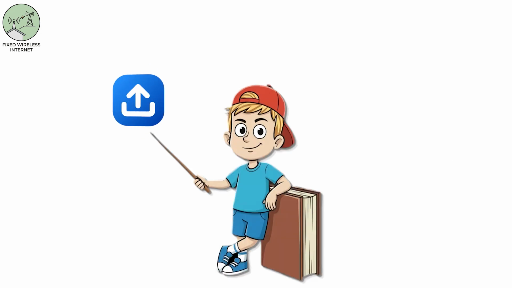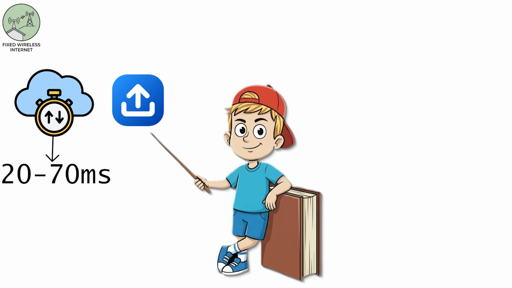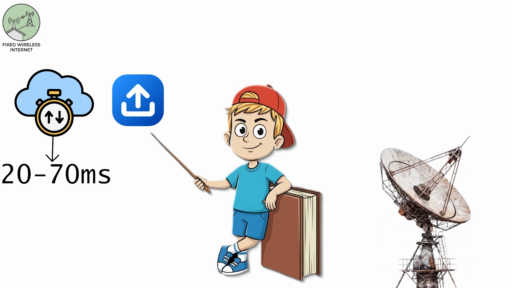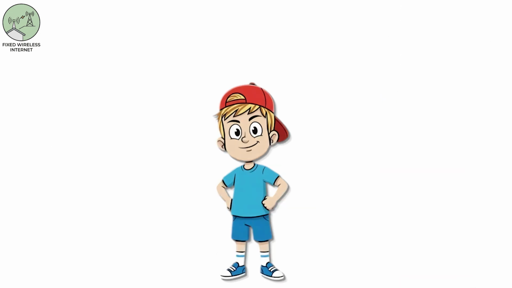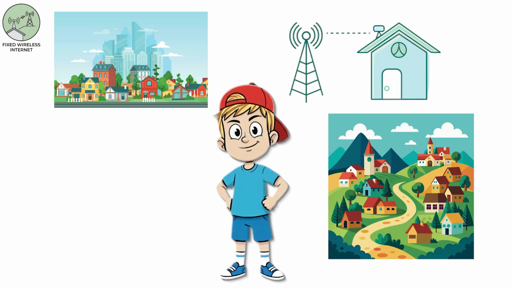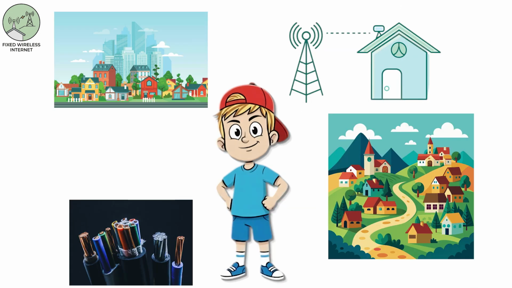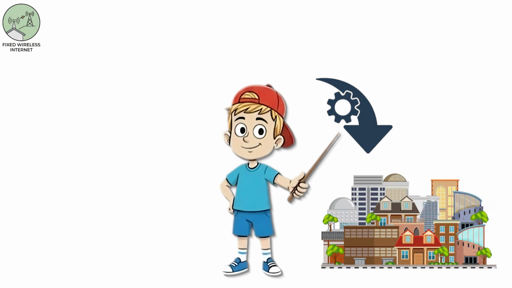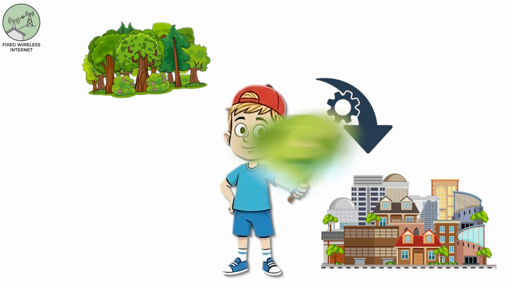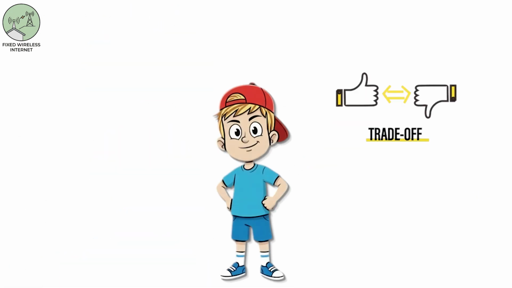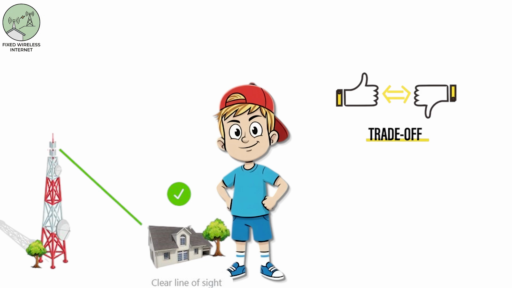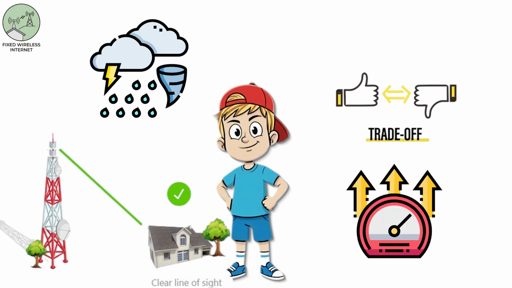Uploads are lower and latency sits around 20 to 70 milliseconds, much smoother than old satellite and usable for streaming and browsing. Fixed wireless works best in rural and suburban areas where wired options are scarce but you have clear line of sight to a tower. It's less effective in dense cities or areas with trees, hills, or buildings blocking signals. Trade-offs are line of sight requirements, weather sensitivity, and occasional speed variation.